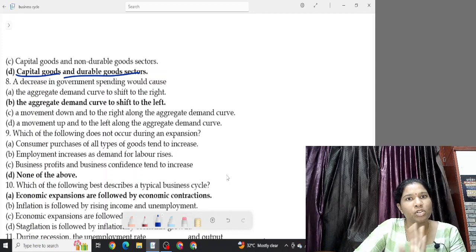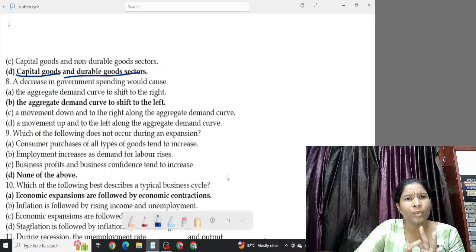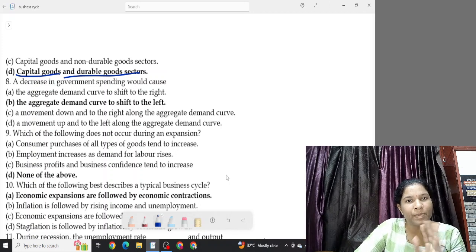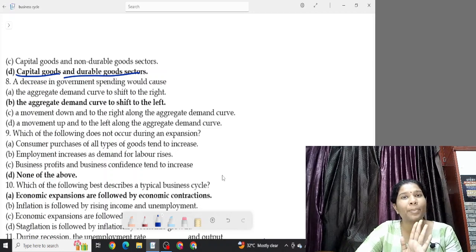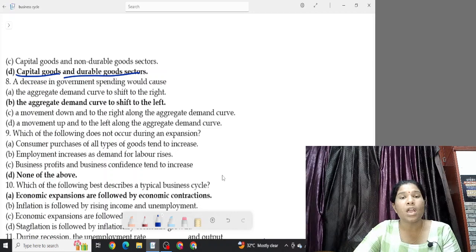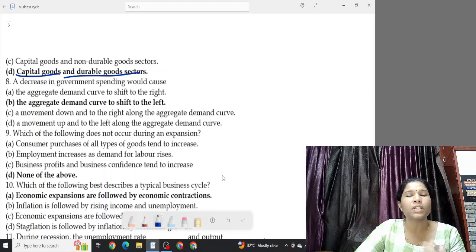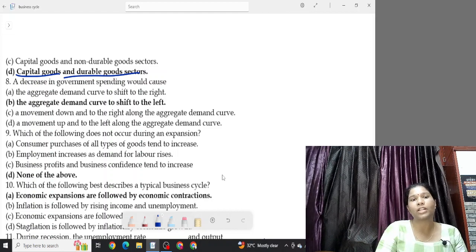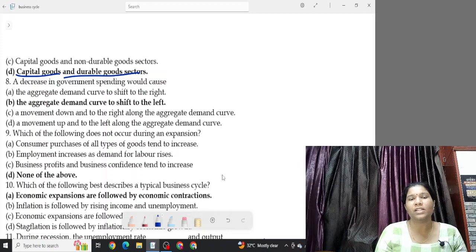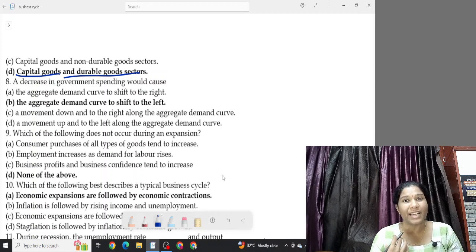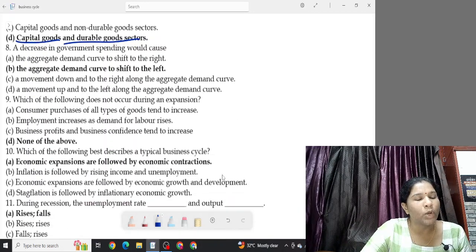Whenever depression or recession comes, or whenever the economy is contracting, you will save money for future food expenses rather than spend on a washing machine. So whenever contraction hits, you will stop consuming capital goods and durable goods. Whenever a boom happens, you will obviously spend your extra promotion income on the capital goods and durable goods sector. That is why this sector is very, very closely associated with business cycle movement. Okay, so now what is the 8th question?